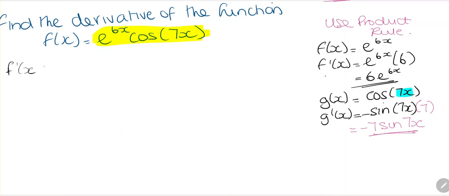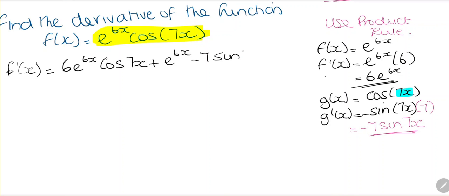So now we're just going to rewrite that for the derivative using the product rule. So f prime of x, we said that's 6e to the 6x multiplied by g of x, which is cosine of 7x, plus, now we want our f of x, so this is going to be e to the 6x multiplied by our g prime of x, which is minus 7 sine of 7x.